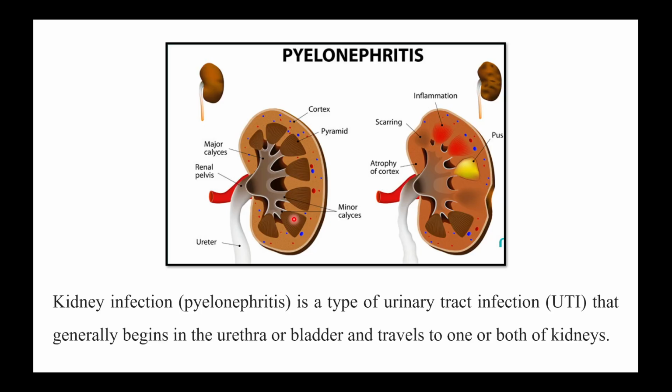The term nephritis is generally associated with the kidney. Pyelonephritis is a type of urinary tract infection that generally begins in the urethra or bladder and travels to one or both kidneys. When this infection reaches the kidney, it can inflame the medulla. You can see the inflammation and the scarring, and once the infection progresses, pus forms and fills the medulla of the kidney.